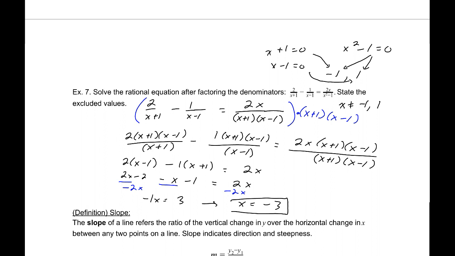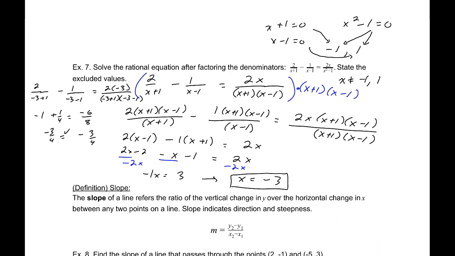Now what we said it could not be was positive and -1. So -3 is just fine. I'm going to see if I can check this over to the side. 2 over, if I evaluate that at -3, minus 1 over -3 minus 1 equals 2 times negative 3 over (negative 3 plus 1)(negative 3 minus 1). So I get negative 1, I get positive 1/4. And that will be negative 6 over, we have a negative 2 there and a negative 4, so that would be positive 8. Okay, well, that would be 1/4 minus 1 is negative 3/4, and that is negative 3/4. So it is true, and our solution is x equals negative 3.